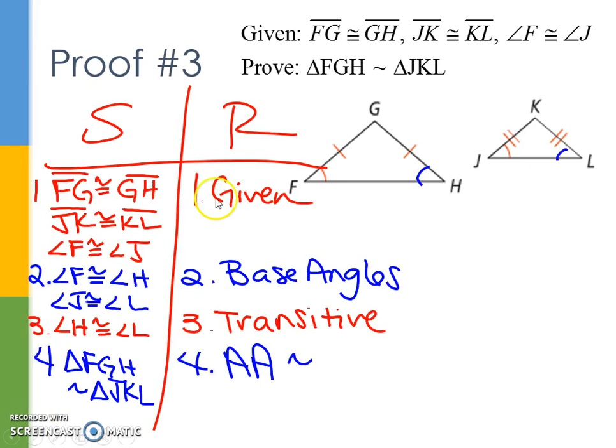Please check your answers. So we wrote the given, and then the base angles are here, F and H. These two are congruent, and these two are congruent because of this marking. And then we're going to write, if F is congruent to H, and J is congruent to L, then H and L are congruent, transitive, and then angle, angle similar. So angle-angle similarity is the way you prove it, because these two are the same.